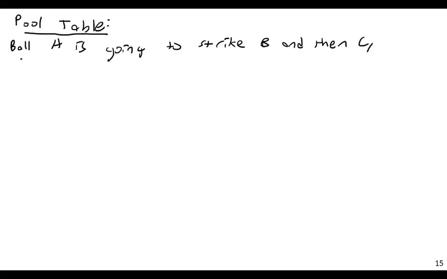So basically, ball A, I'm going to draw it, but first I'll label this, is going to strike ball B and then ball C. To strike both ball B and C. A's V naught is going to be 10 feet per second. B and C are initially at rest.